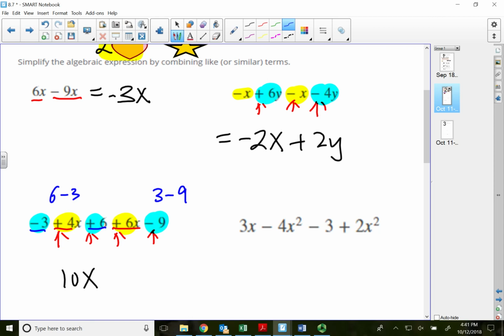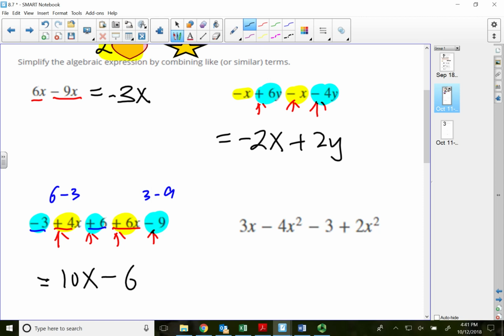If you do it the way you've been taught before, with 3 minus 9, you might say, oh, that's a plus and a negative. That's just too much work here. If you just know 3 minus 9, terms with different signs, we subtract, so I should get negative 6. And that's all you have to do. 10x minus 6 is my answer.